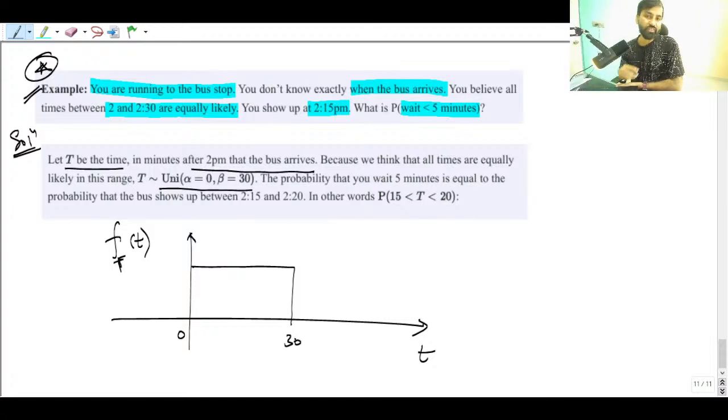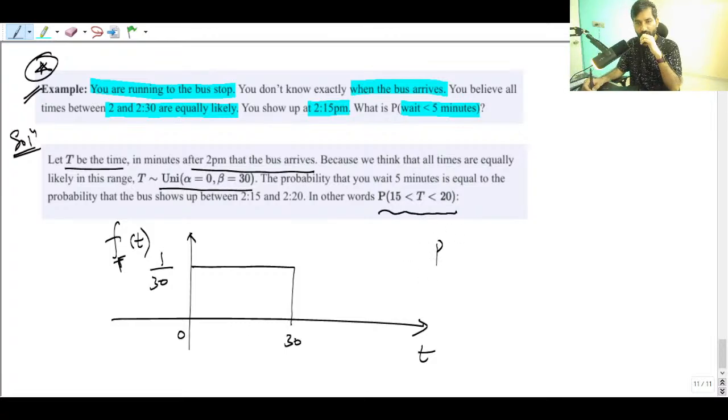Because we think that all times are equally likely in this range, the probability that you wait 5 minutes is equal to the probability that the bus shows up between 2:15 and 2:20. So you can find the probability now. This is the density function that you have got, and it will be 1 by 30. Now how to find this probability?